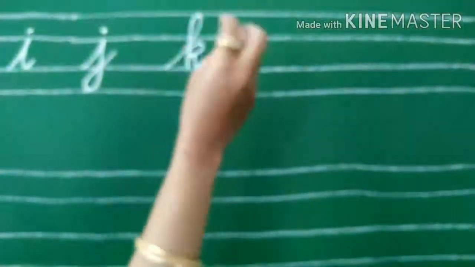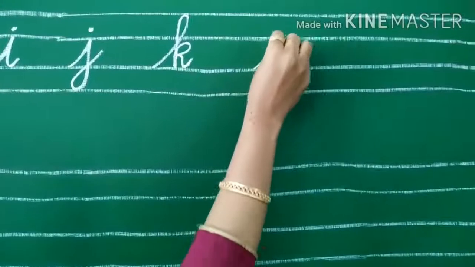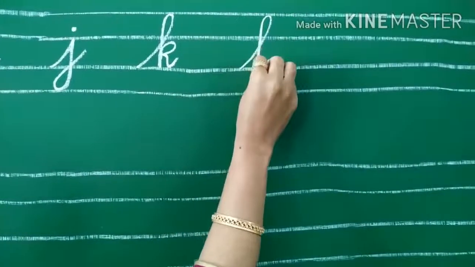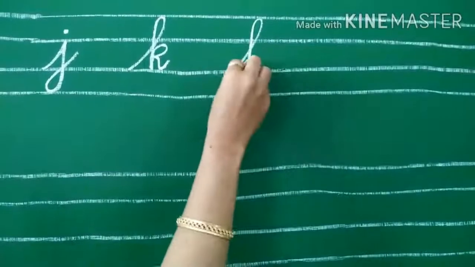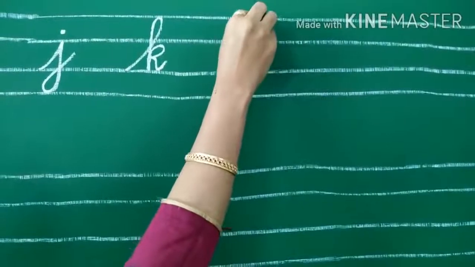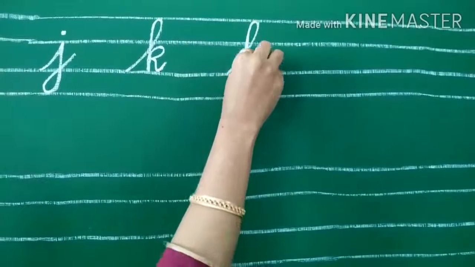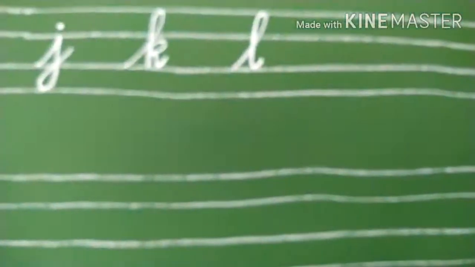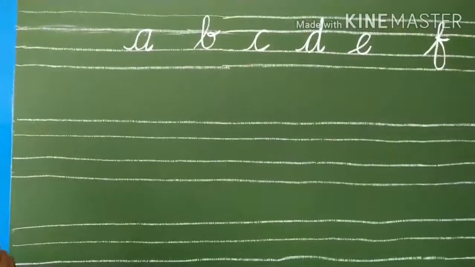It's L. To write L, draw a slanting line, put a knot, ends with a small curve. Yes, draw a slanting line, put a knot, ends with a small curve. Small L. M. How to write M?